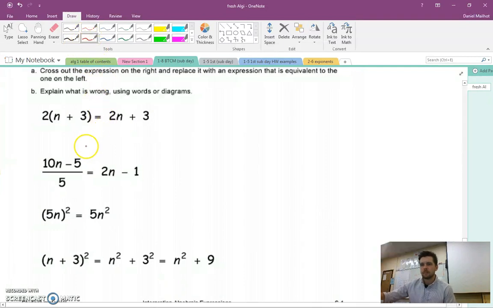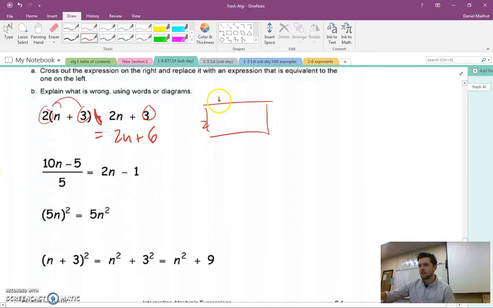First one. I hope these are not the same, right? When you distribute, 2 times 3 is not 3, so no, not equal. This should be 2n plus 6, right? You could use that area model if you wanted to do that.